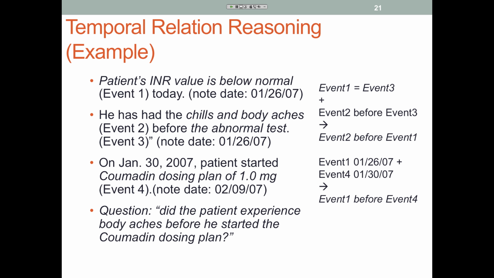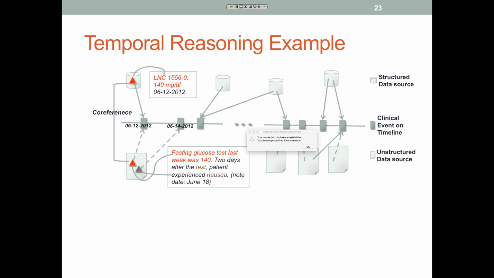So another scenario is, because we're dealing with EHR data, and as I said, data was scattered in different places. So sometimes we can find information in a structured database, and we can also find additional information from narratives. So in this example, in the clinical note, it says fasting glucose test last week was 140, and 2 days after the test, something happened, but we don't know exactly when the 2 events happened.